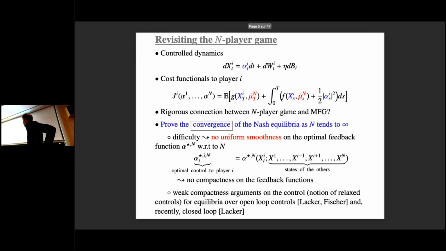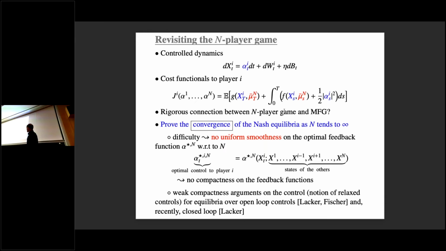Okay, so there are several questions. The first one is what I told you. I would like to define or to emphasize some connection between the N-player game, so the game with a finite number of players, and the mean field game. And another related question, but you will see that there are several ways to make the connection, will be to prove the convergence of the Nash equilibria of the finite player system to the limit of the mean field game. I'm just repeating myself, because this is our program for this morning's lecture.